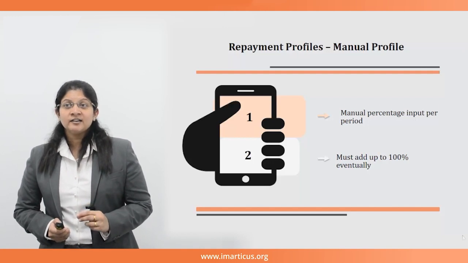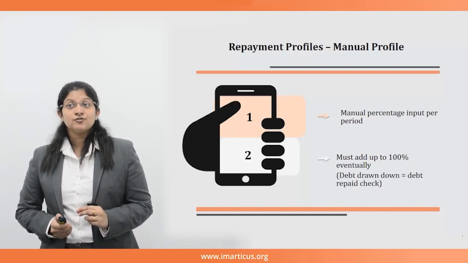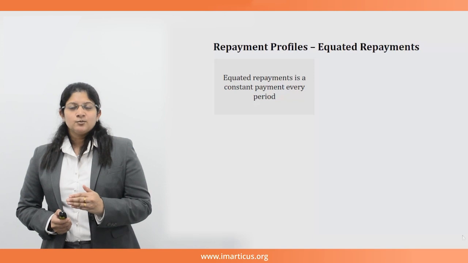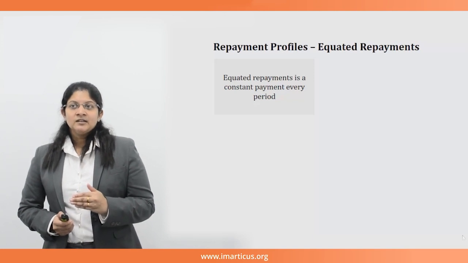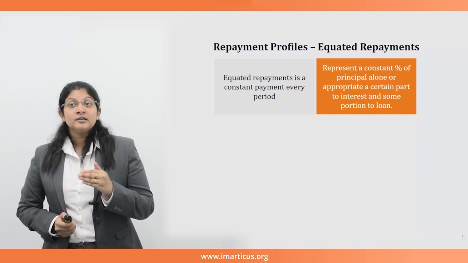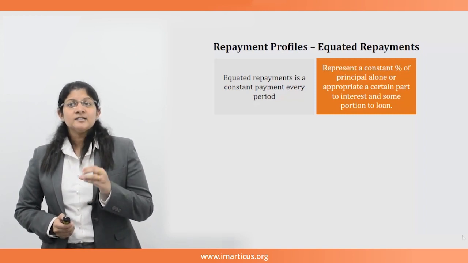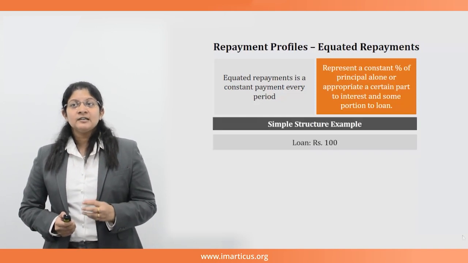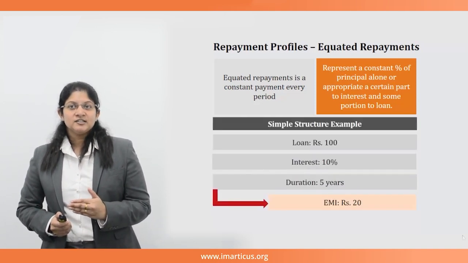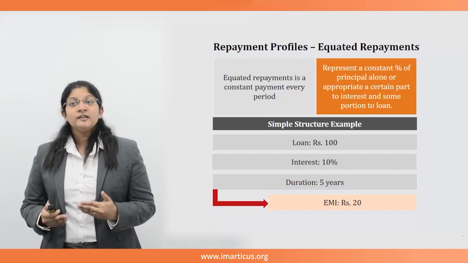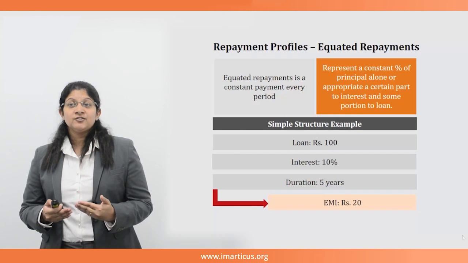It's always a good idea to check this by setting up a debt drawn down is equal to debt repaid check. Equated repayment is constant over a defined period, whether a quarter or a year. This payment may either represent a constant percentage of principal alone or appropriate a certain part to interest and some portion to loan. For example, a 10% loan of rupees 100, let's say the EMI over 5 years is rupees 20. Now there could be 2 ways this rupees 20 could be treated.